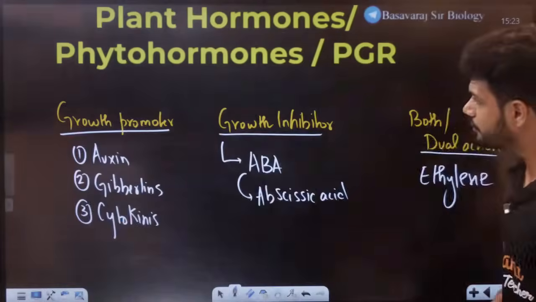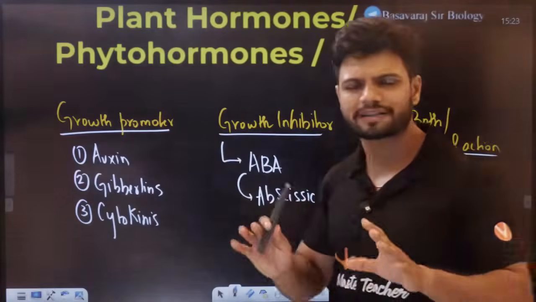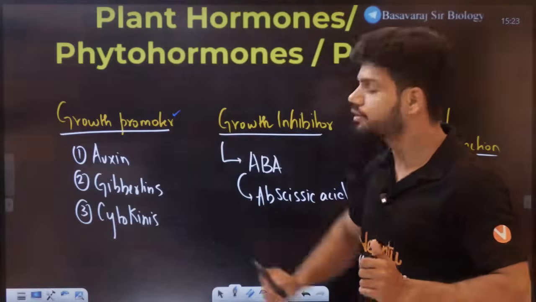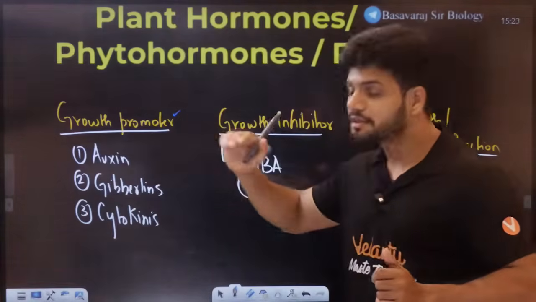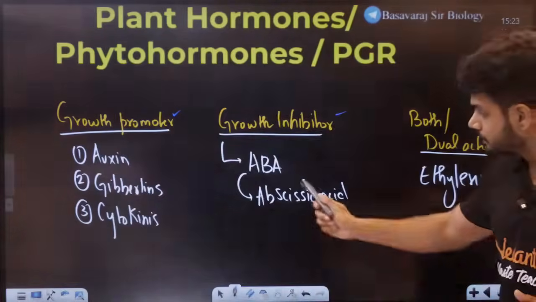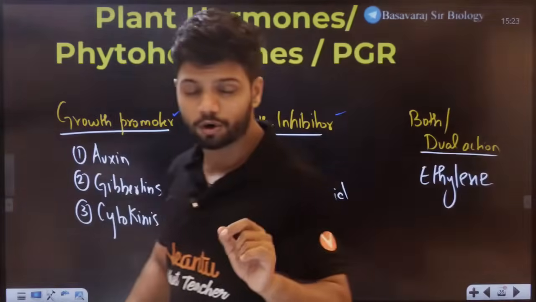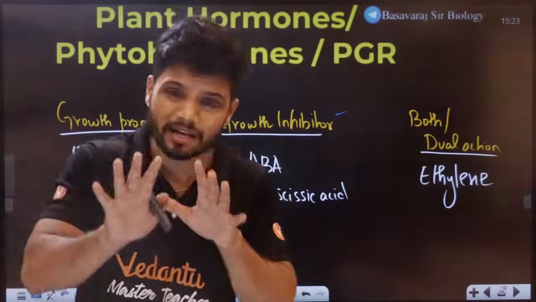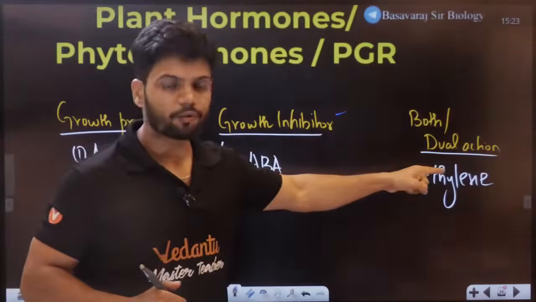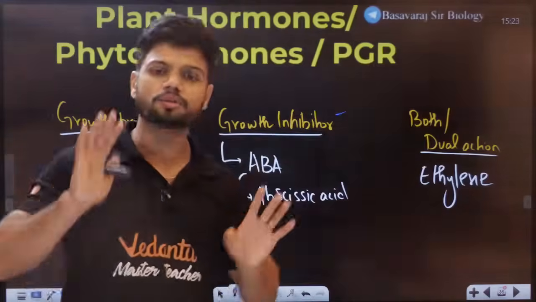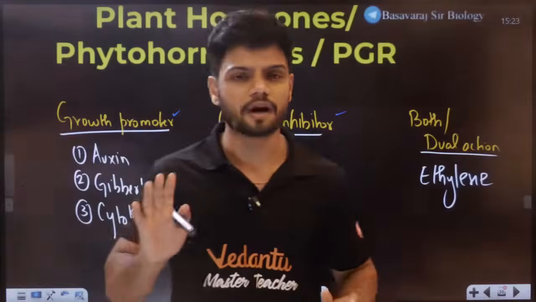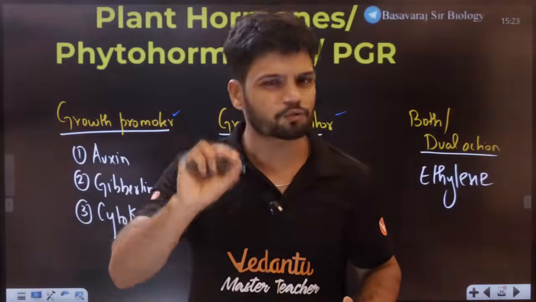Now students, all of these hormones in plants can be divided into 3 categories. There are plant growth promoters. These hormones will promote the growth of a plant. There is a growth inhibitor. This hormone called ABA, also called abscisic acid, will inhibit plant growth. It won't let the plant grow. Then there is dual nature. What is dual nature? This hormone does both. Sometimes it is promoting, sometimes it is not promoting. So these are the different types of hormones. Let's understand each one of them in detail.